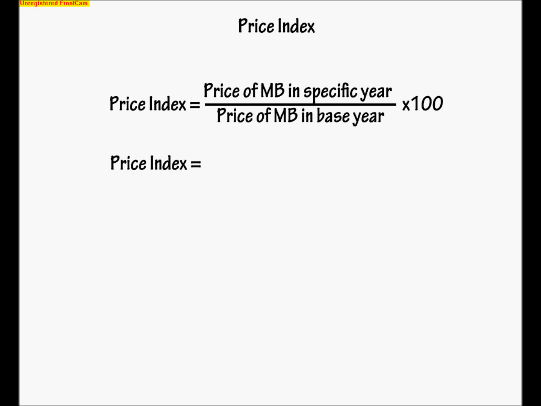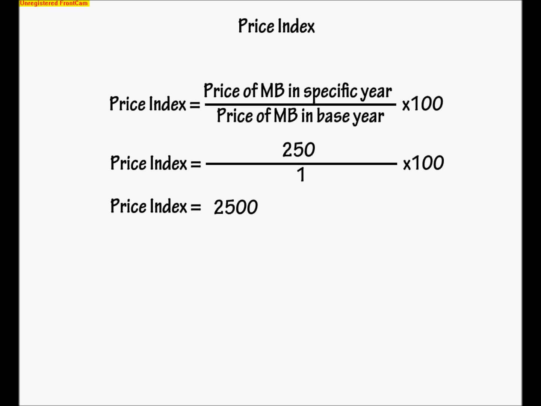To give a real world example, we'll use the same market basket that we used in our last lesson, which is going to be candy bars. We have 250 as the price of the market basket in the specific year, which happened to be 2014 in the example. And the price of the market basket in the base year, which was 1900, is 1. When you multiply by 100, the price index ends up being 2,500.